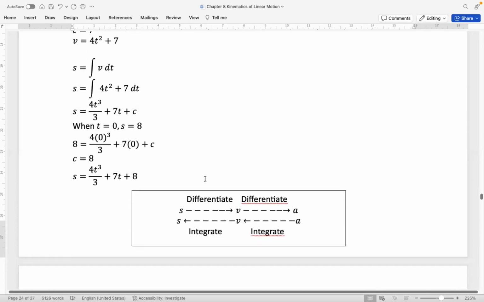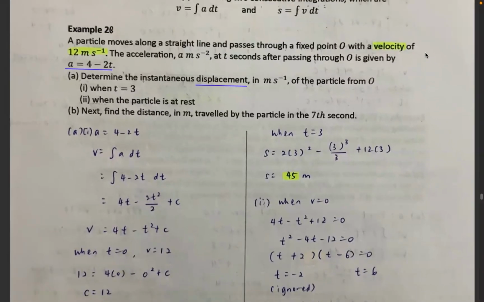So in conclusion, from s to v, we do differentiation. From v to a, we do differentiation. If it's the other way around, from a go back to v, we do integration. From v go back to s, we also do integration. Let's try a few questions to practice more on this concept.